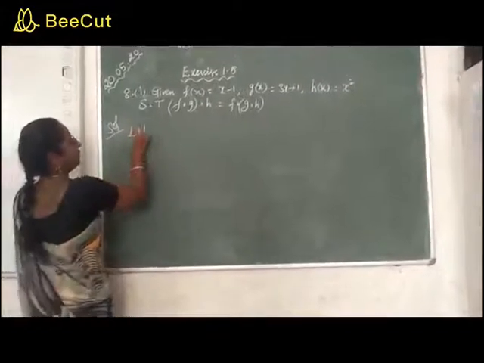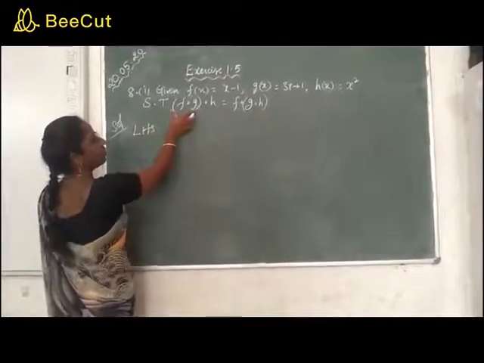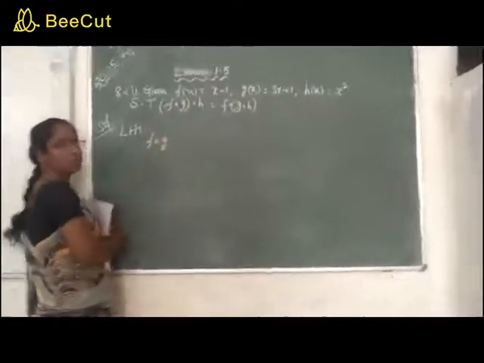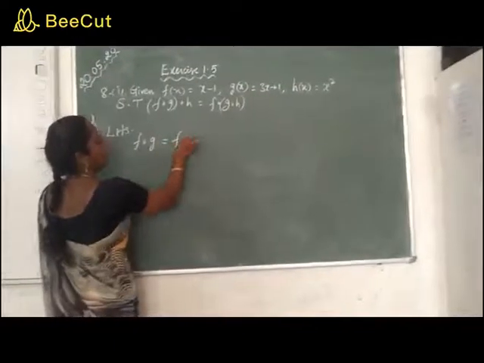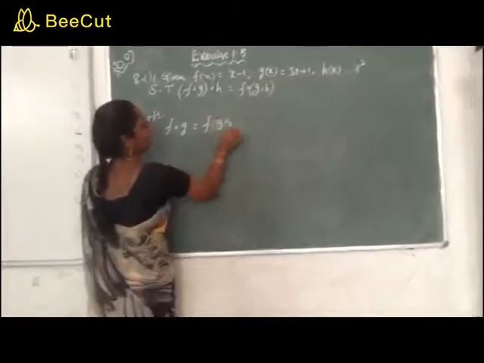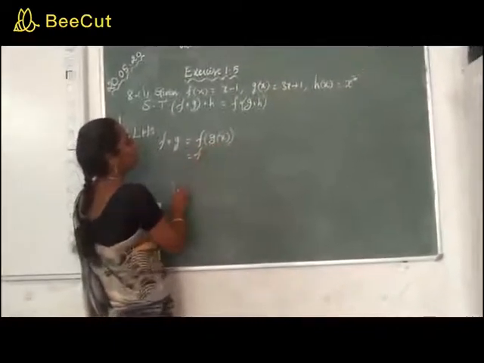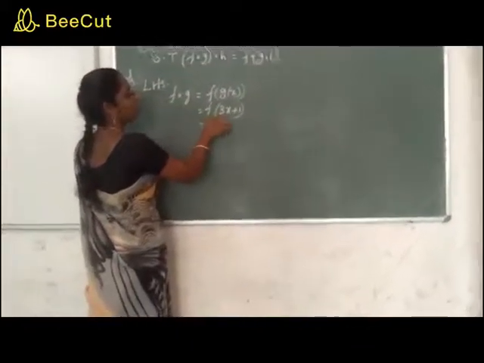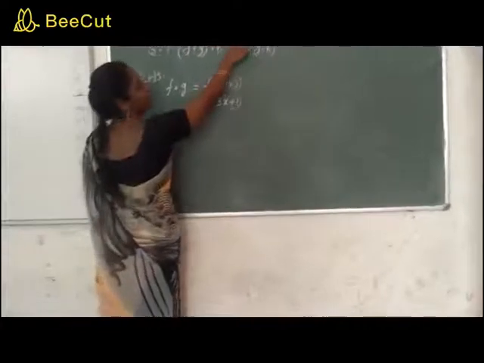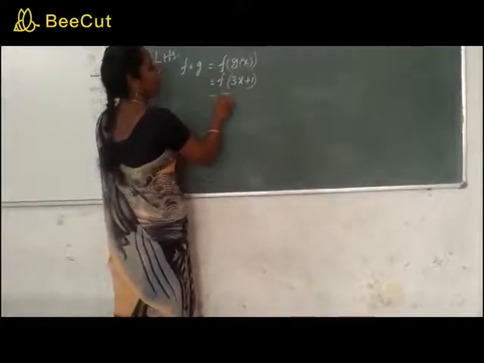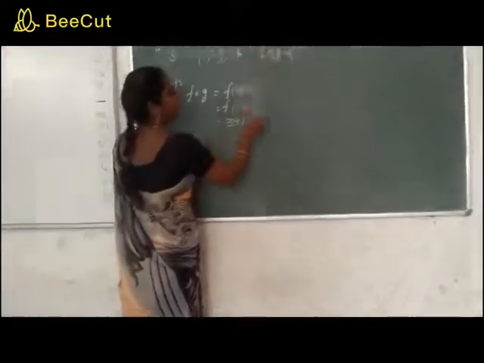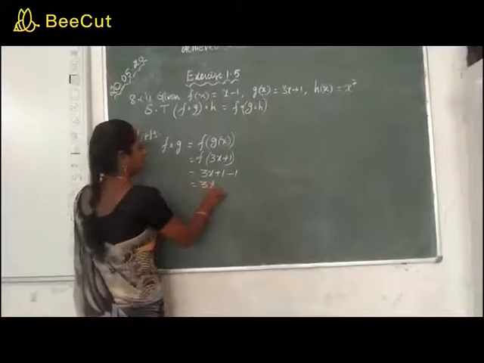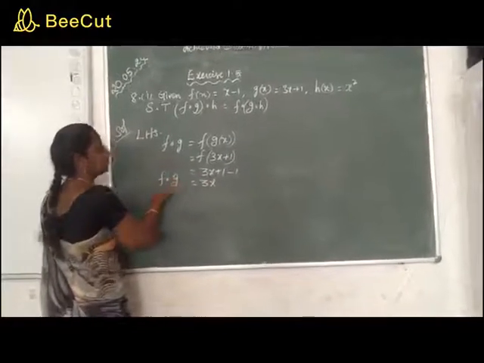Let us take the LHS. We have to solve first within the bracket, that is f∘g. So f(g(x)). Now the value of g(x) is 3x + 1. Now substitute in f, where f is x − 1. So x is replaced by 3x + 1, minus 1. Plus 1 minus 1 is 0. We have 3x. That is the f∘g value.